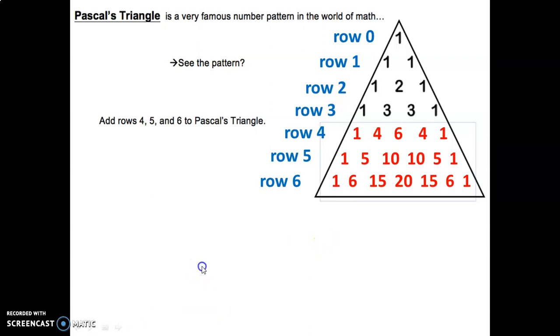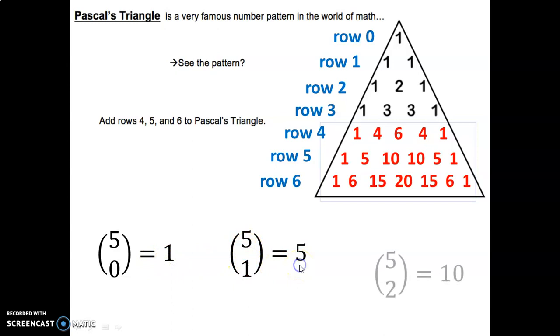And now let's look at something interesting there. So remember we just solved that 5 choose 0 as a combination gave us 1. And we found out that 5 choose 1 gives us 5. And we found out that 5 choose 2 gives us 10. Now, do you notice something?